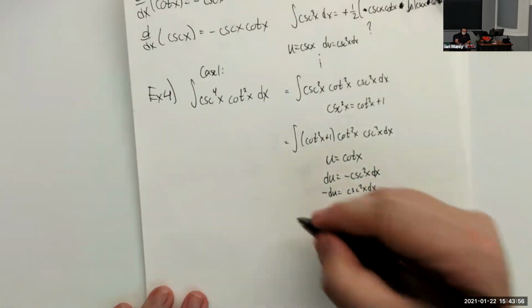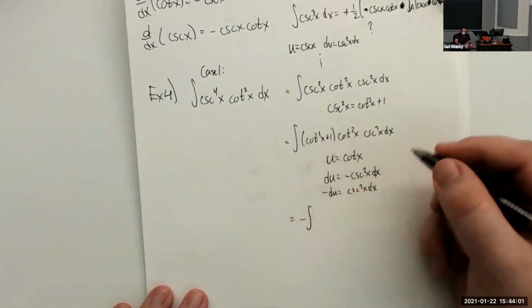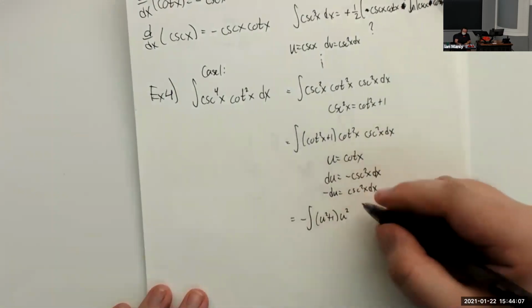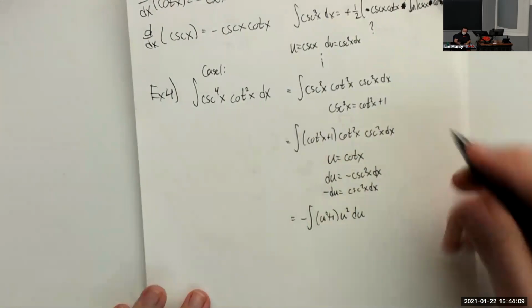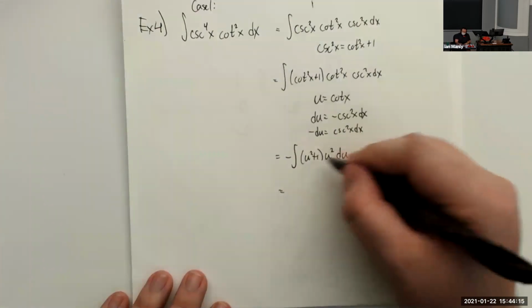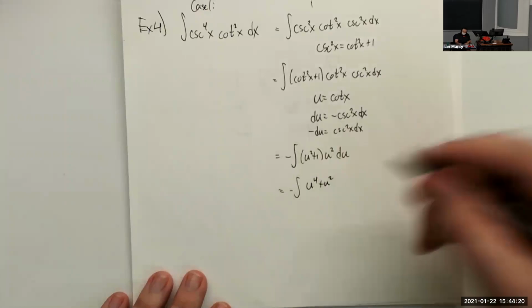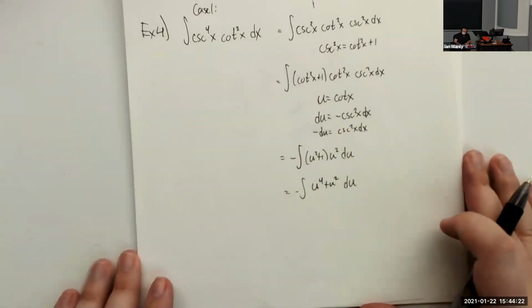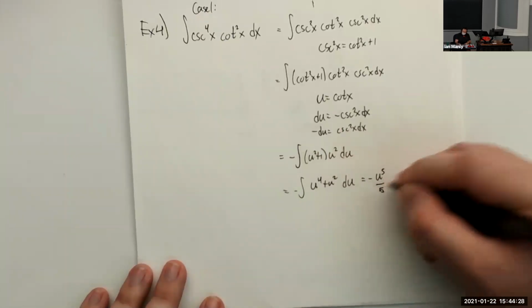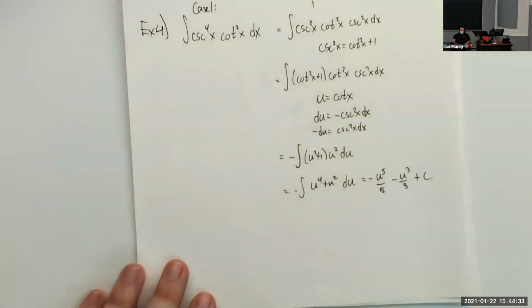Okay, so now I'm ready to convert my integral into u's. So I have that negative I just got from the du. I'm going to have u squared plus 1, and then I'm going to have u squared here, and then we're going to have du for that. All right, so I'm going to distribute here. We have u to the 4th plus u squared. All right, and then we're just going to go ahead and do a power rule. So I have negative u to the 5th over 5 minus u cubed over 3 plus c.